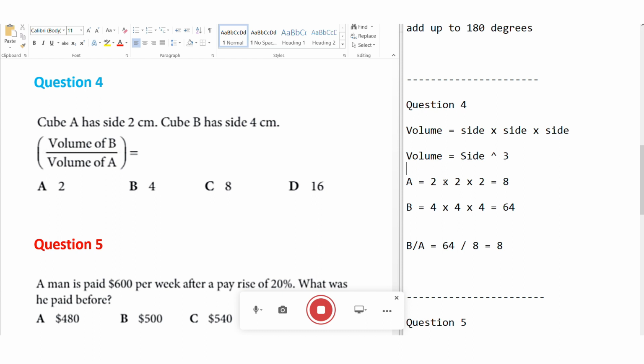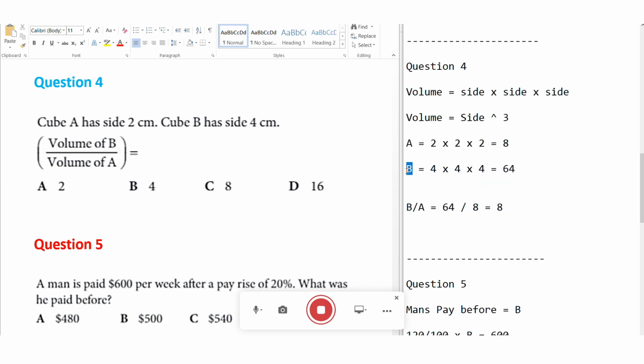So let's work out the volume of cube A. Remember, cube A has a side of length 2 centimeters. So it's 2 by 2 by 2. So remember, don't fall for this trick. 2 by 2 by 2 is not 6. 2 by 2 is 4. 4 by 2 is 8. Or 2 to the power 3 is 8.